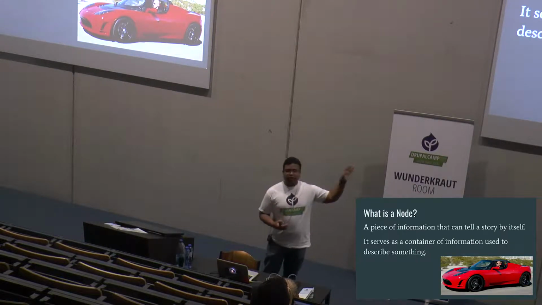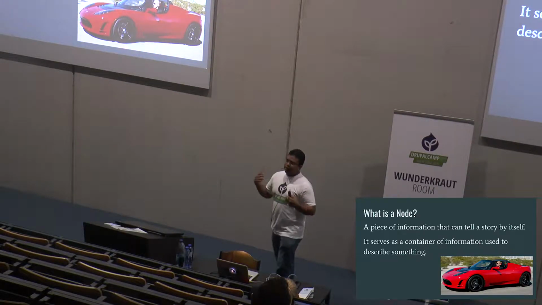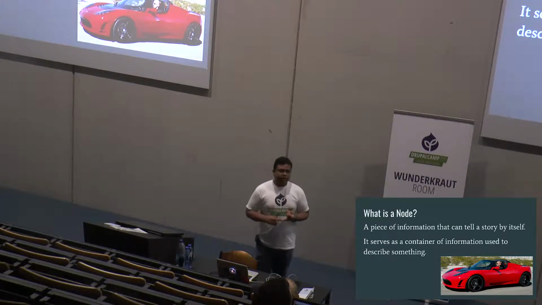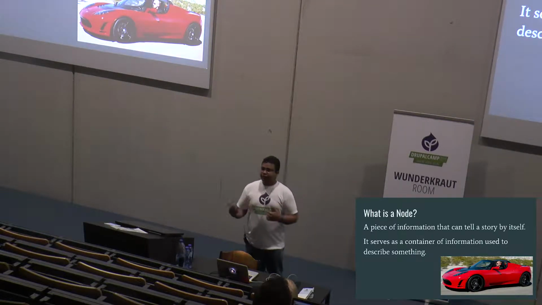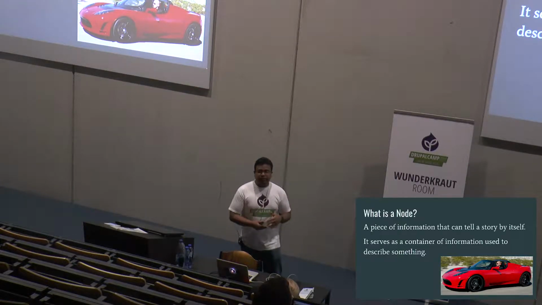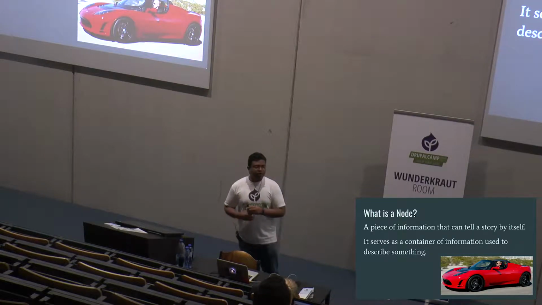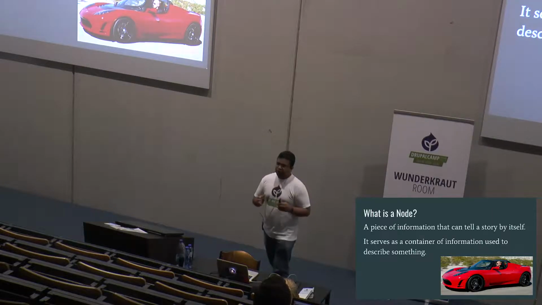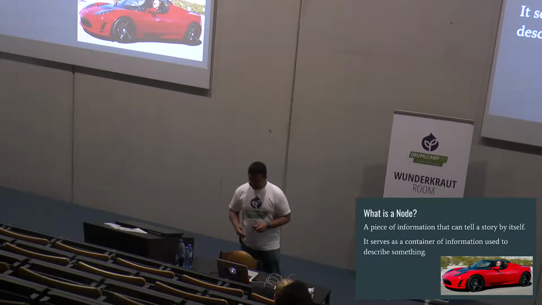Imagine that we have this car like on the screen. If we want to describe that car, what can we tell about it? We can say its color, its plate, the make, the model, the year. We can say how many doors, how many windows, what type of fuel, and so on. So if we want to describe something in Drupal, we're going to describe it using a node. So the node itself is like a container used to describe something.